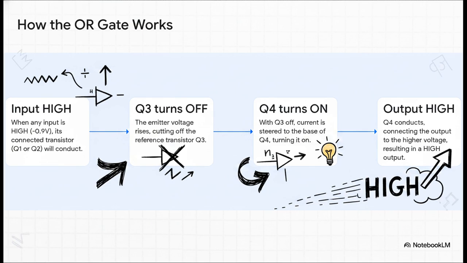Let's trace the logic here. Let's say input A is low and input B is high. That high input at B, which is about negative 0.9 volts, turns on its transistor, Q2. This raises the voltage at the shared emitter point for Q1, Q2, and Q3. Now, since the base of our reference transistor, Q3, is held at a fixed negative 1.3 volts, that higher emitter voltage is enough to turn Q3 off. With Q3 off, the current gets redirected, or steered, over to the base of the output transistor Q4. That turns Q4 on and pulls our output high. This current steering is the key. It is way, way faster than fully saturating and cutting off a transistor like you do in TTL.